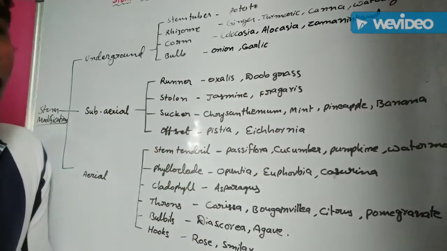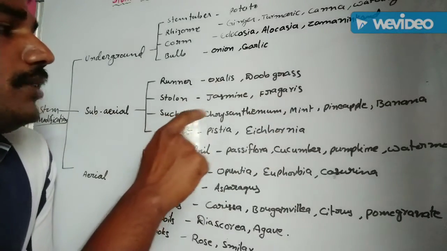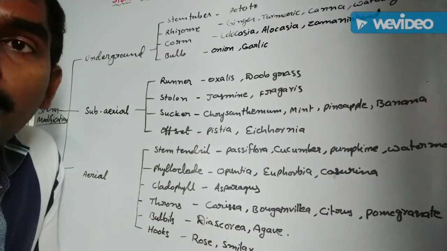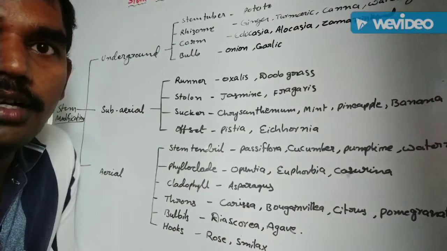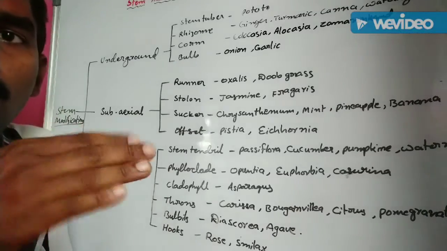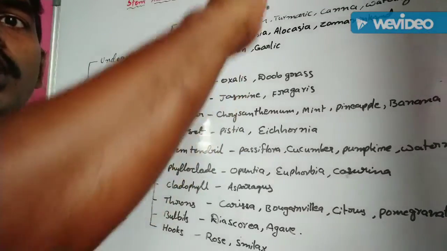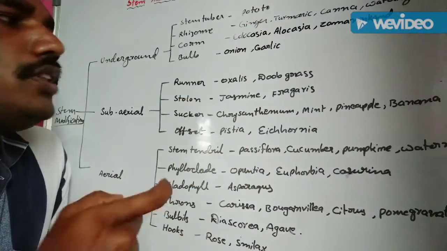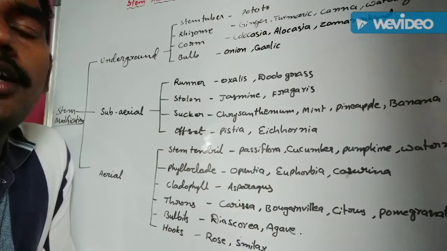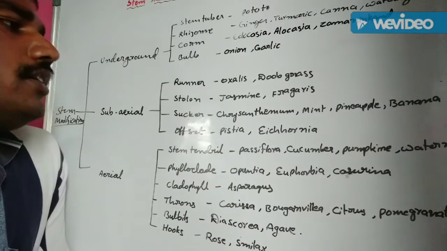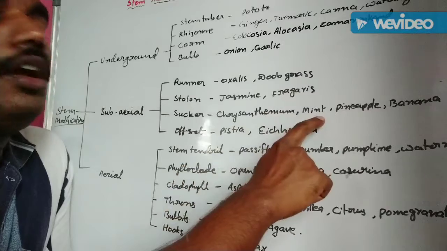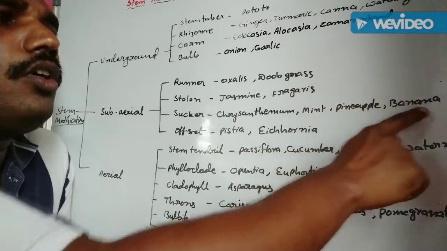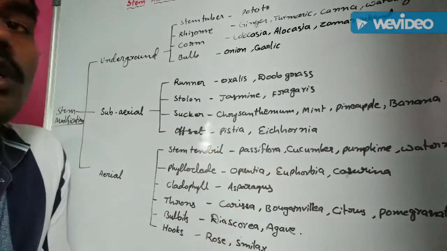Next one, suckers. Suckers are branches that develop from the underground part of the plant axis. These grow horizontally and then obliquely upwards to the ground and produce some adventitious roots. If these branches are detached from the mother plant, they live as individual plants. Examples: chrysanthemum, mint, pineapple, and banana. These are the best examples for suckers.